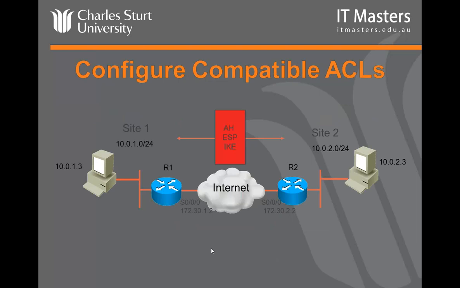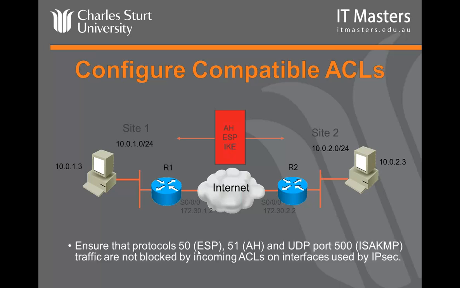So the first thing is you need to configure compatible ACLs. Okay, so site one over here, site two over there. We need to allow AH, ESP and IKE protocols backwards and forwards across here. So we need to ensure that protocol 50, which is ESP, protocol 51, which is authentication header, and UDP port 500, which is ISAKMP, traffic are not blocked by incoming ACLs on interfaces used by IPSec.